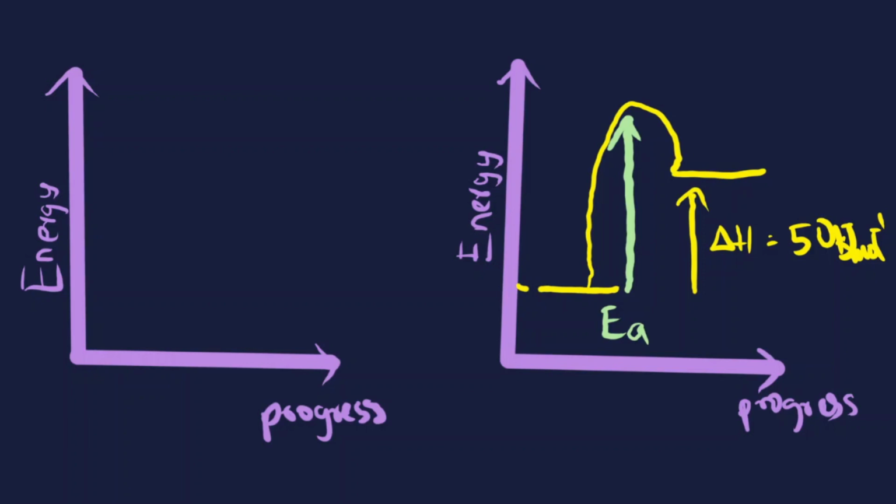Let's look at another case, and this is an exothermic reaction. In this exothermic reaction, the products have lower energy than the reactants. So the curve will be like this. However, initially it requires some energy, and this is shown by this green arrow again. This is the activation energy in this case.